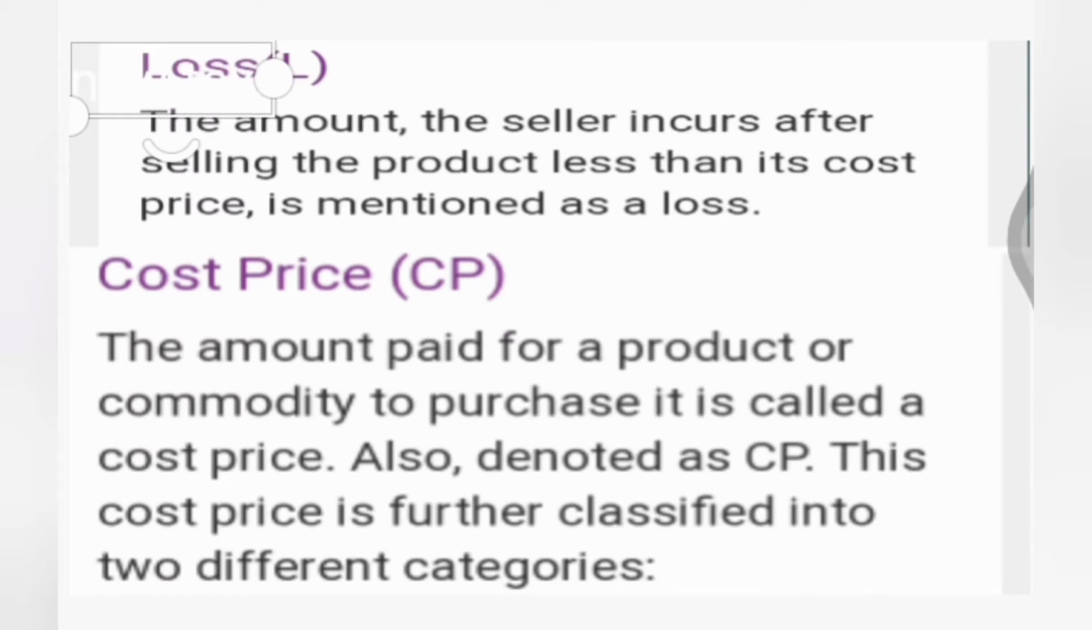The next one is loss. The amount the seller incurs after selling the product for less than its cost price is called a loss. What is cost price? The amount paid for a product or commodity to purchase it is called the cost price. These are the loss and cost price.